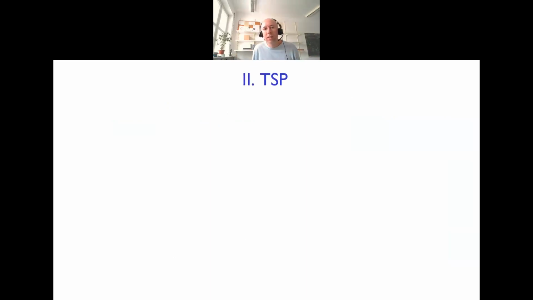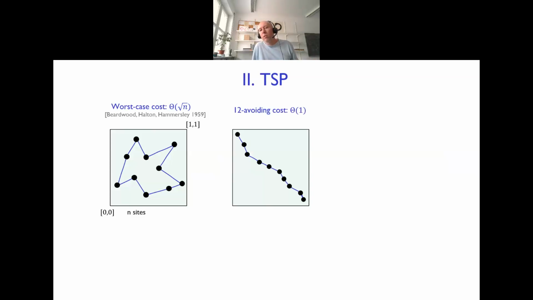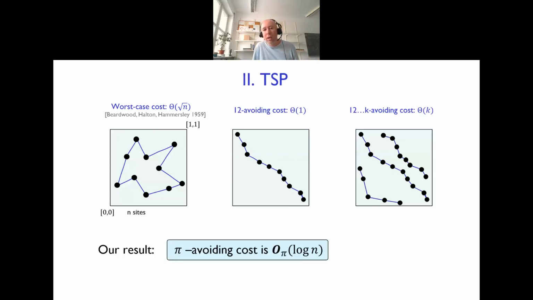Okay, just very briefly about the traveling salesman problem. So here we know that given n points in a unit box, the worst case cost could be square root n, and this is tight asymptotically. But here is a motivating example. If the point set avoids the pattern 1, 2, it means that they form a monotone chain, so clearly we can connect them in a constant length tour. More generally, if the point set avoids 1, 2, up to k, then we have an order k tour of this point set.